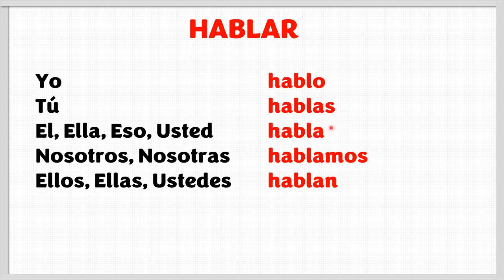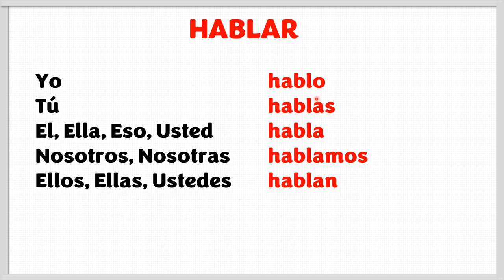And this is the same conjugation for he, él, ella, she, and in Spanish we don't have it, but we use "that" or "this". In this case, I put "that" as a representation of the pronoun for things. Hablamos is for we. Nosotros, masculine. Nosotras, feminine of we. Ellos, they, masculine. Ellas, they, feminine. Ustedes, you all. Hablan.